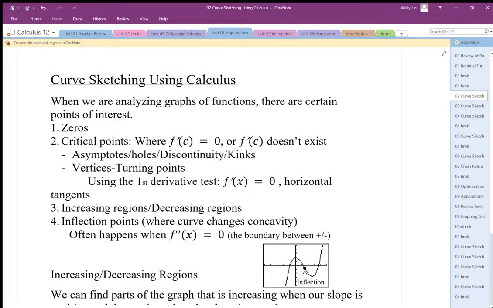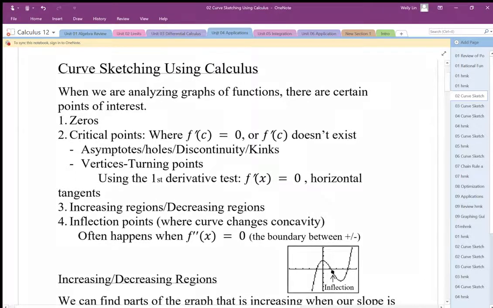Okay, so we're going to start using calculus to help us sketch these curves. We're still going to deal with the basic points that we were dealing with, mainly zeros, y-intercepts, those things that we did with polynomials. We're going to add in dealing with these critical points. Okay, so where the derivative is equal to zero. Okay, we want to make sure that we are dealing with those.